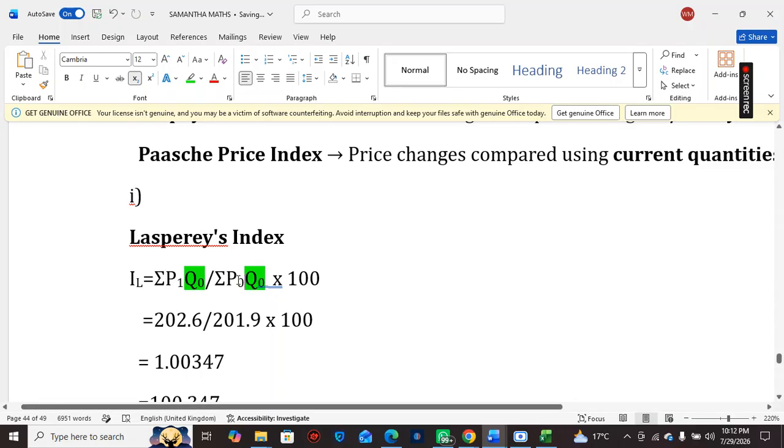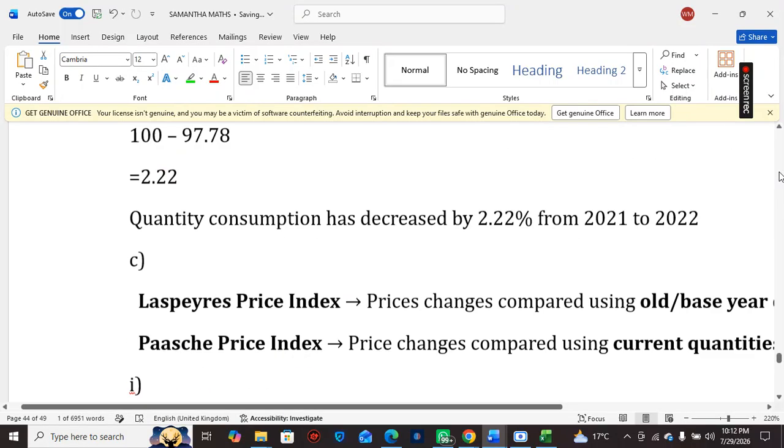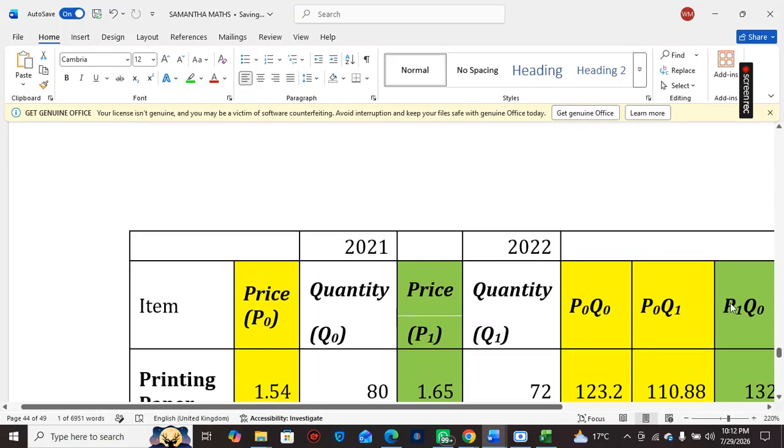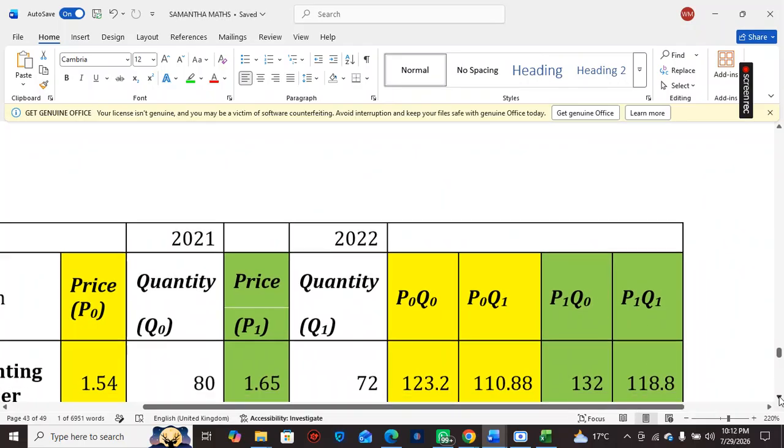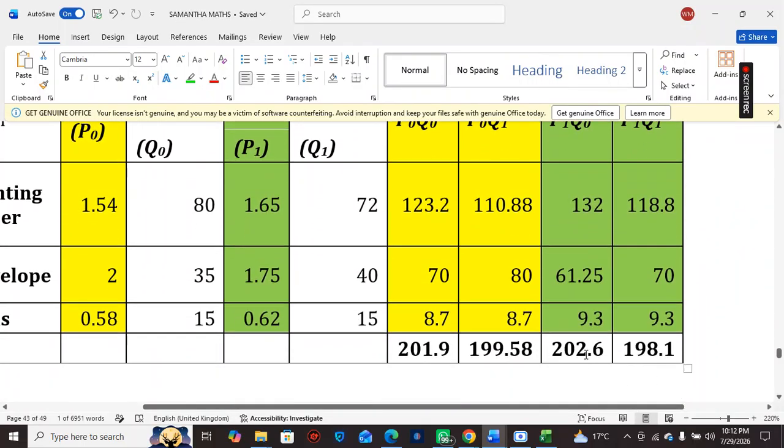So on our table, the summation of P1 Q0. So you go here. Summation of P1 Q0, this one, 202.6.